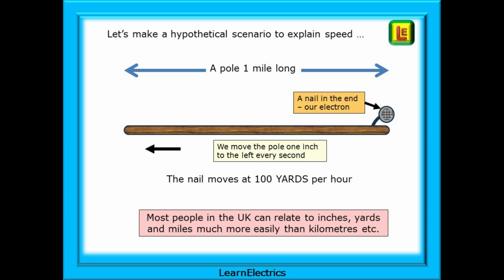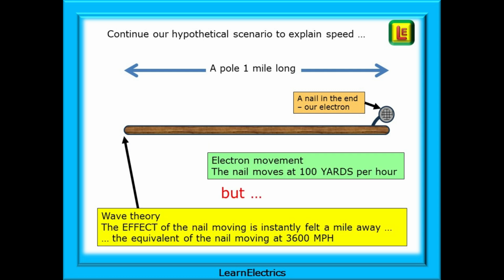There are 3,600 seconds in 1 hour. Divide this by 36 inches to the yard, and we have 100 yards. Now imagine the nail is an electron in a piece of wire, moving at 100 yards per hour. But the effect of the nail moving is instantly felt 1 mile away. As soon as the pole begins to move at one end, the pole also moves at the other end. And this effect of the nail moving is felt at 3,600 miles per hour. 1 mile every second, 3,600 seconds in 1 hour.